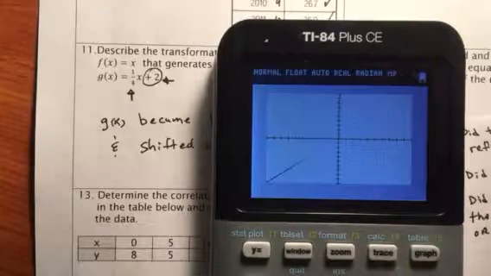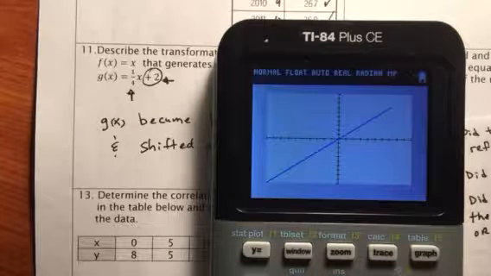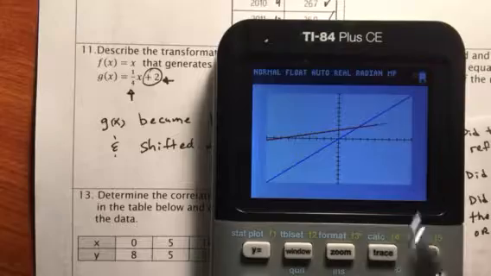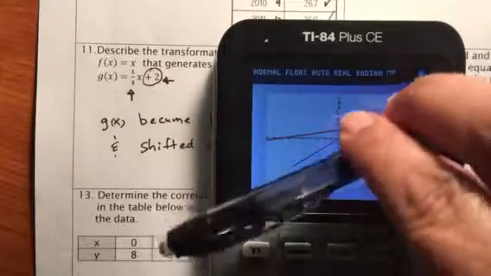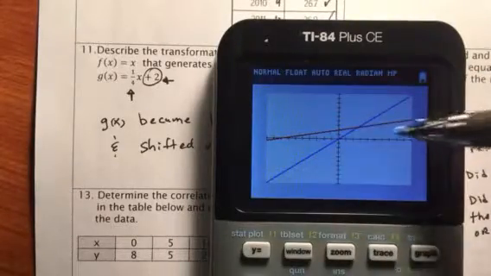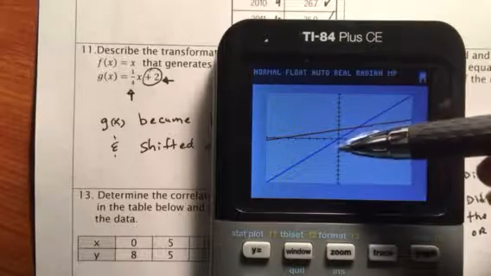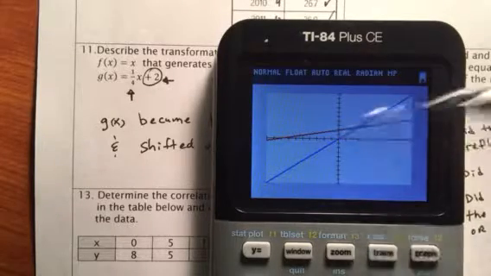Okay, so I'm going to press graph. There's the original line, that's f of x, and there's g of x. As you can see, the red line is less steep, and from the blue to the red, it went up 2 units.